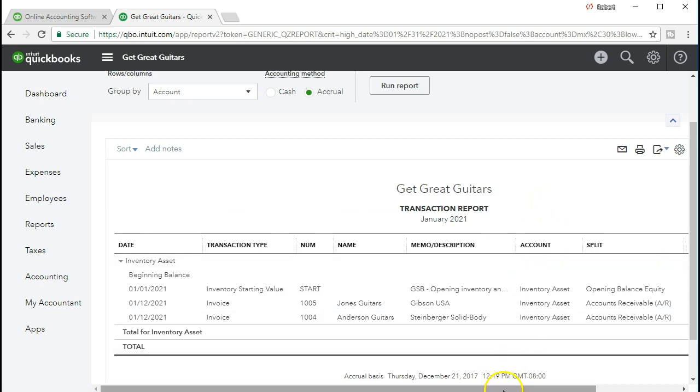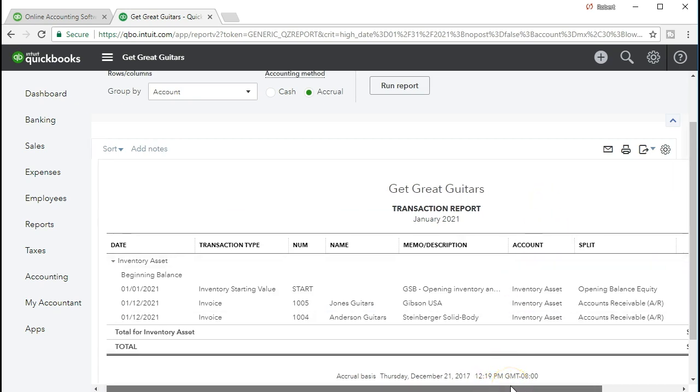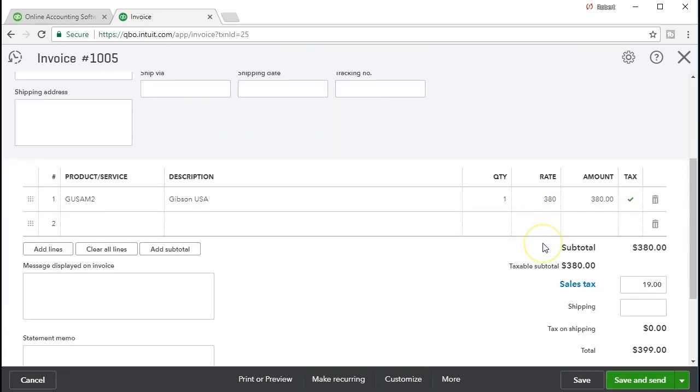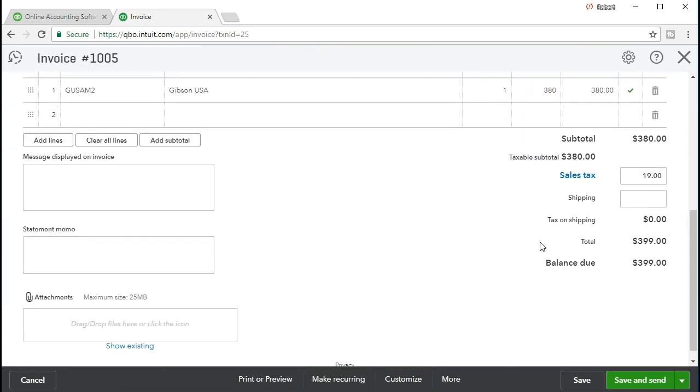And we're looking for this invoice item here. So here it is for Jones. There's 304. So 304 is decreasing inventory from 2,896 by 304 to 2,592. If we select that item, then we see the invoice, but we don't see that amount. We don't see that amount at all.